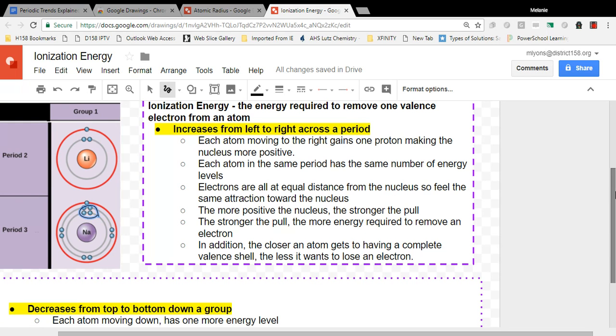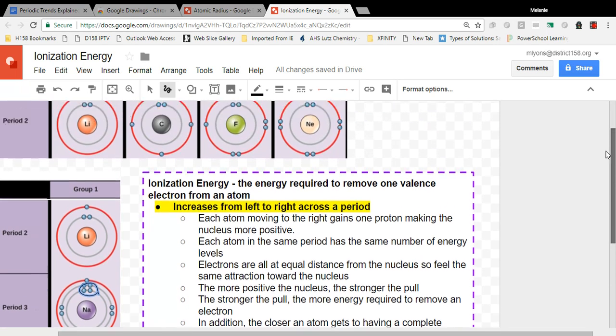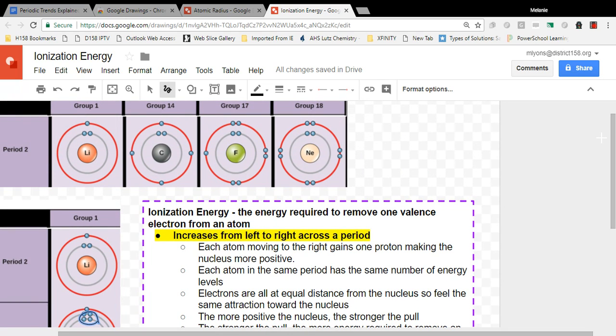The one thing that I remember that helps me is that helium is the element with the highest ionization energy.